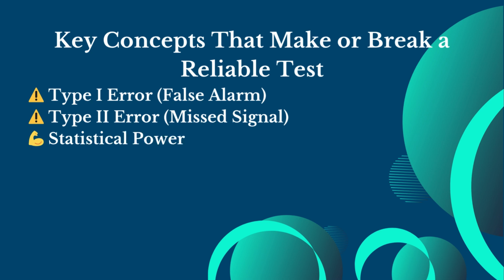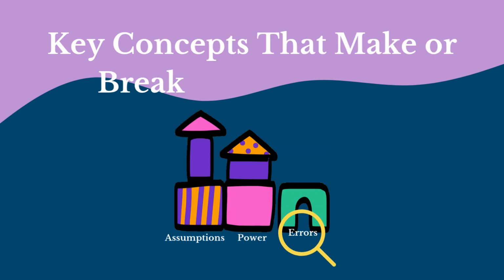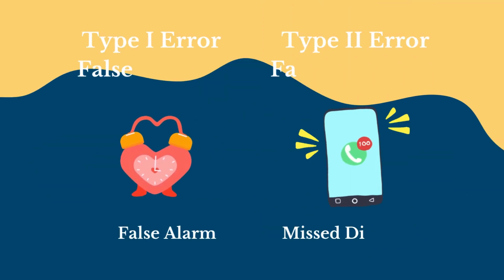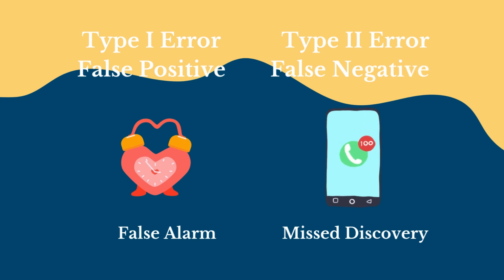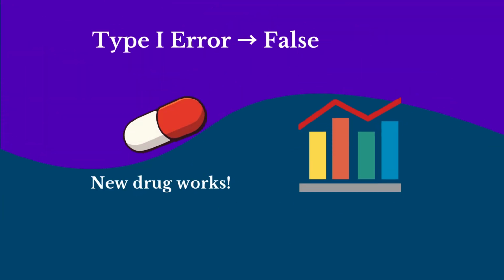Before you run any hypothesis test, it is crucial to understand a few key concepts that determine whether your results are actually trustworthy. First is type 1 and type 2 errors. These are two possible mistakes we can make when interpreting test results. A type 1 error happens when we reject a true null hypothesis. It is like declaring a new drug works when in reality it does not. We call this a false positive.